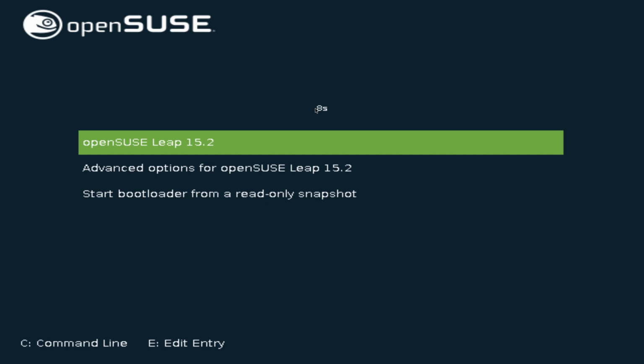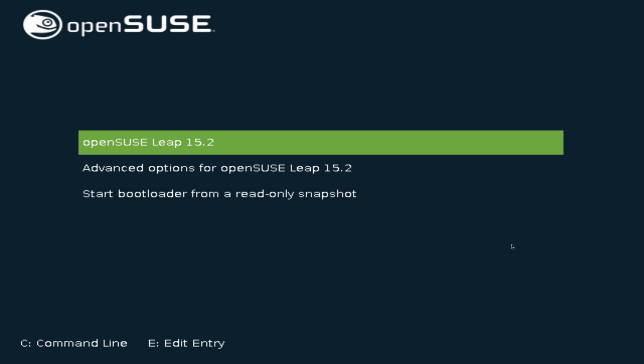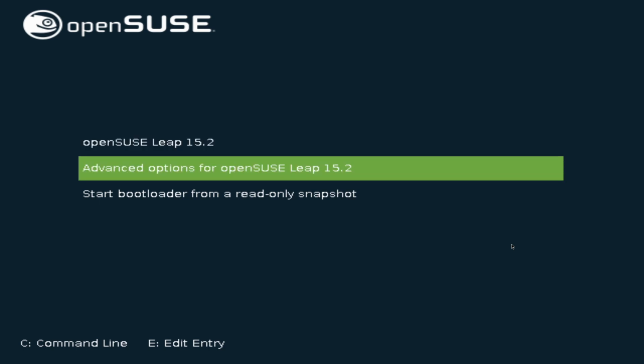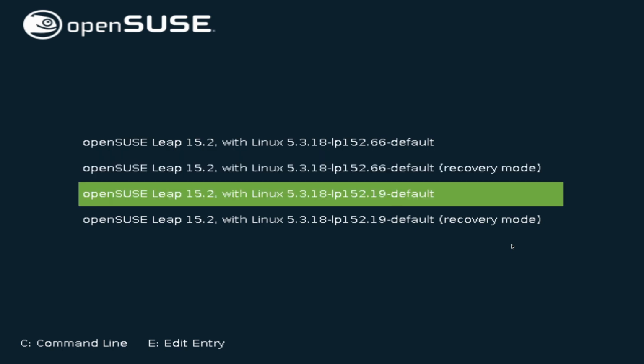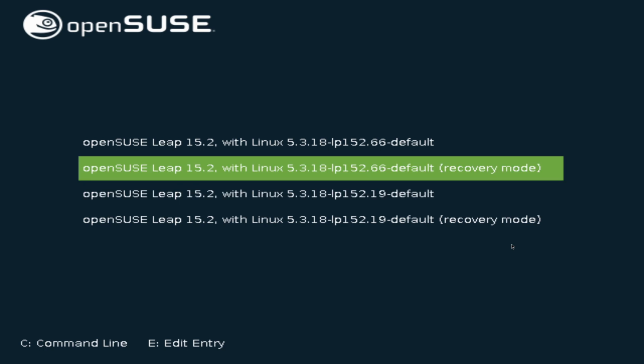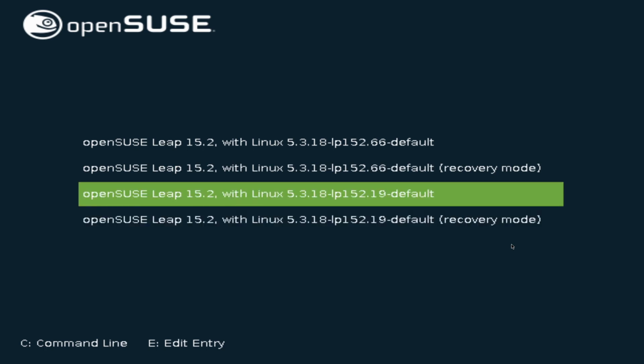So, now we are here in the boot menu of openSUSE Leap, and we have the option to boot into the system. Here we can go to the advanced options for openSUSE Leap. Here is the recovery mode, and I have another recovery mode also, because I have updated the system. And so we go back.